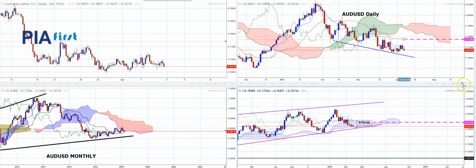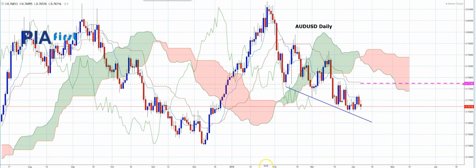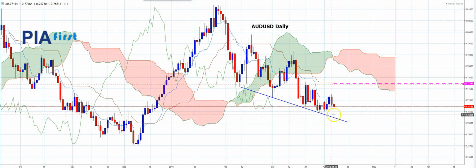If we go to the daily chart, again last week very mixed, very volatile trading. Bespoke's resistance this week is seen at 0.7774, and that is close to this previous swing high. So we're looking for at least a correction to the downside from this pretty solid resistance area here.